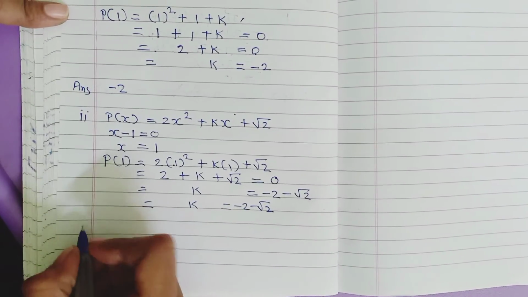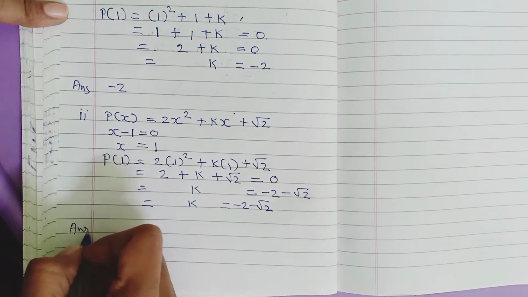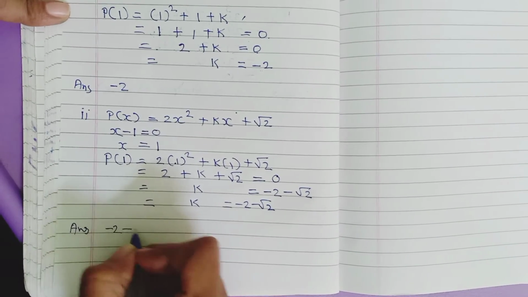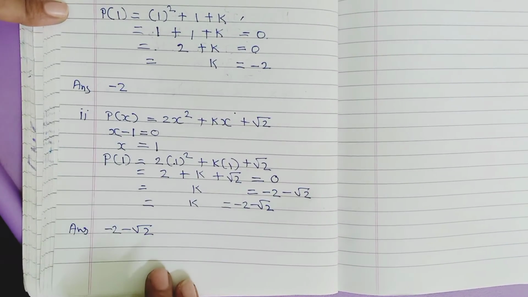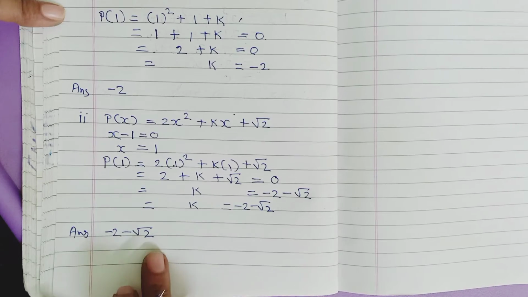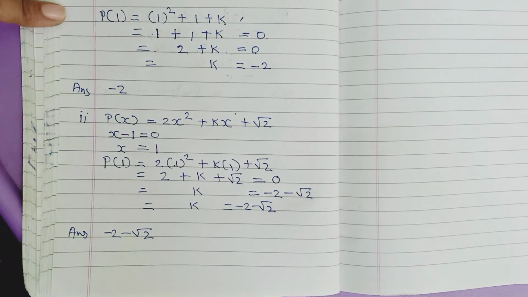So here we will write the answer as minus 2 minus under root 2. So this is how we find the value of k. So this was our second one. Now let's do the third one.